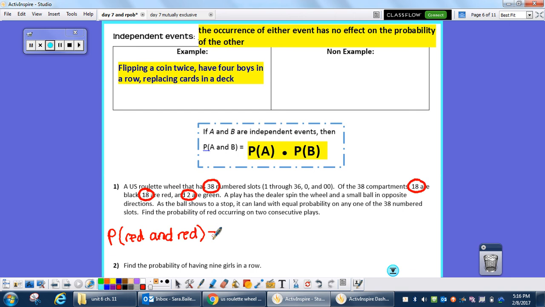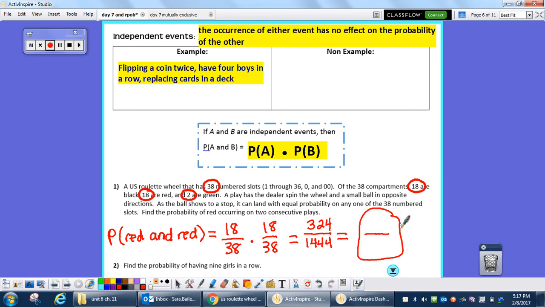So what that means is you take the probability of red, which is going to be 18 out of 38, and now you're going to multiply it times the probability of getting another red. And for fractions, when you multiply, you can multiply straight across. So 18 times 18 is 324, and then 38 times 38 is 1,444. And what I will be coming around and checking is your simplified answer. By now, you need to make sure you are simplifying. If you turn your packet in without simplified answers, I will mark it wrong.